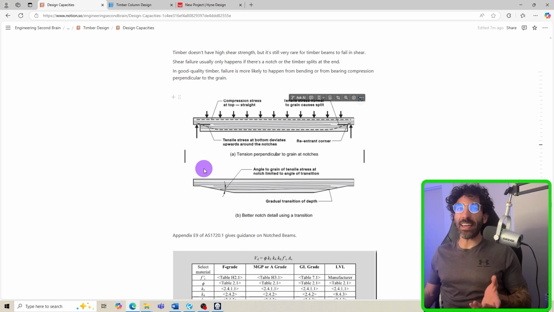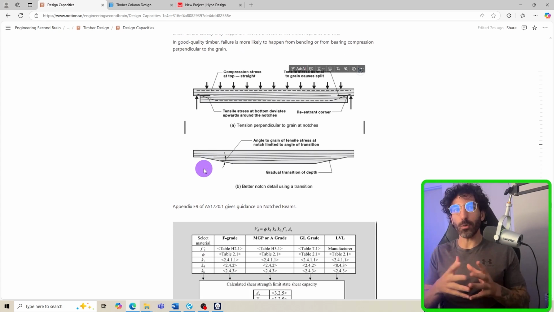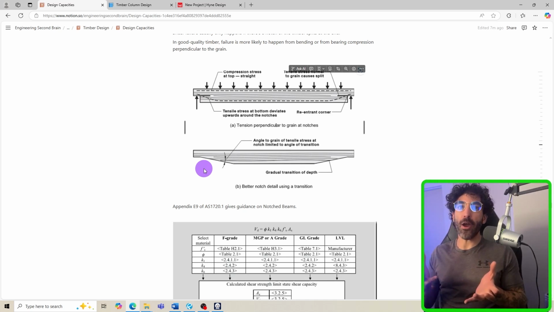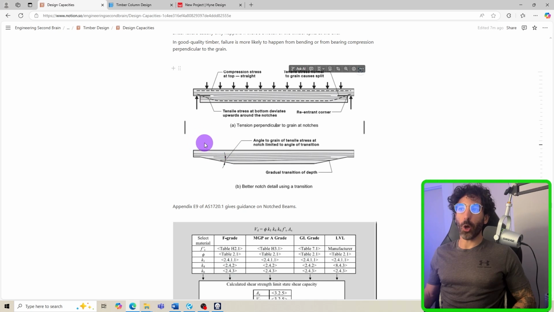Okay, so in terms of strength, normally in sound timber without any notches or any splitting, the failure mode of the beam will be either by bending or maybe bearing perpendicular to the grain. Ideally, when you notch a beam, you do want a gradual transition, like a smooth tapering of that beam, instead of having an abrupt change of cross section. But unless you detail this gradual transition, people will just notch the beam like that, like a sharp notch, and you will have to recalculate the beam capacity with these notches.